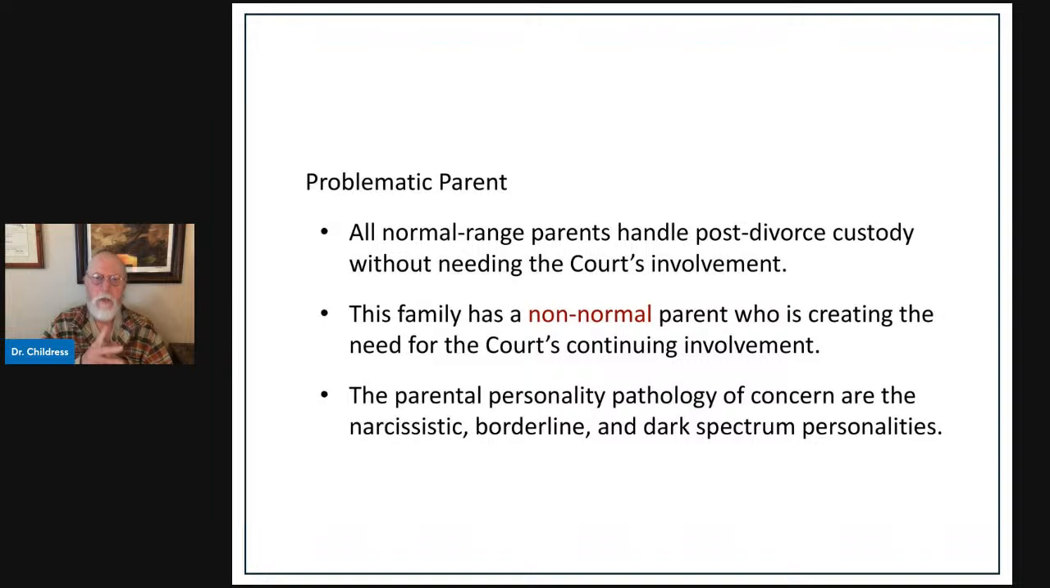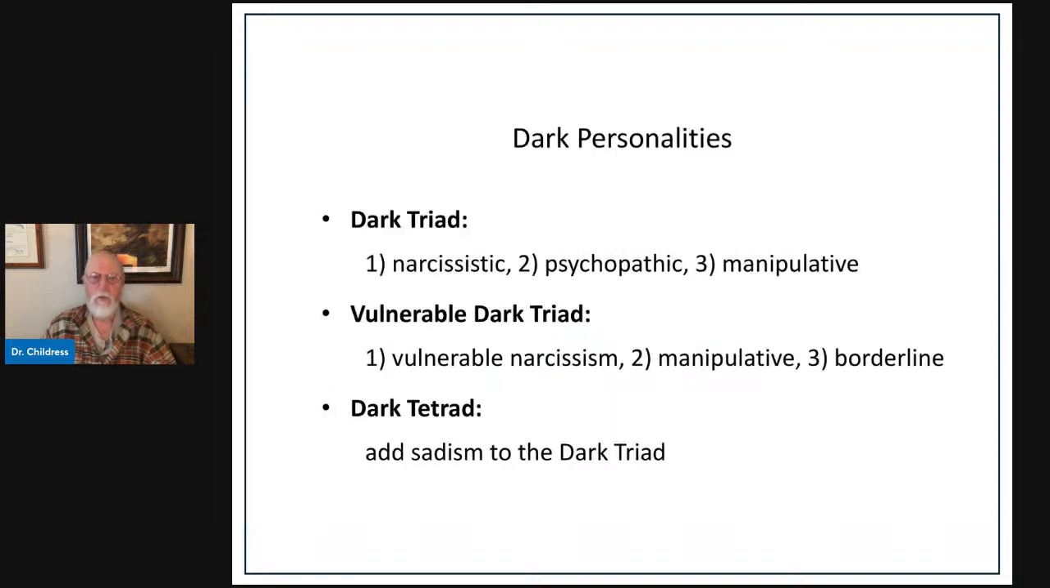the family. And the parental personality pathology of concern regarding high conflict issues are the narcissistic, borderline, and dark spectrum personalities, particularly the dark spectrum. And these are subclinical variants of the narcissistic and borderline pathology. There are 3 dark personalities. These are identified in the research literature as a constellation of particularly malevolent personality traits. The dark triad is narcissistic, psychopathic, and highly manipulative, Machiavellian levels of manipulation.